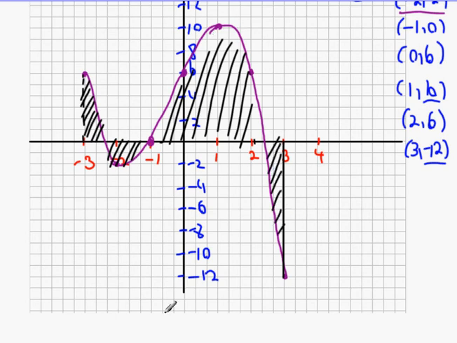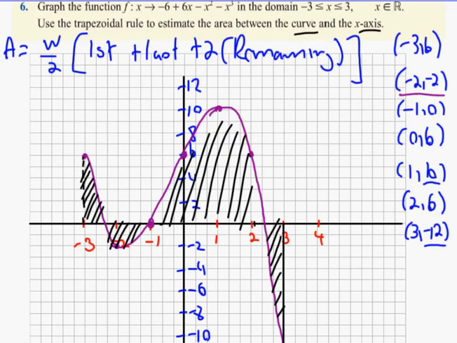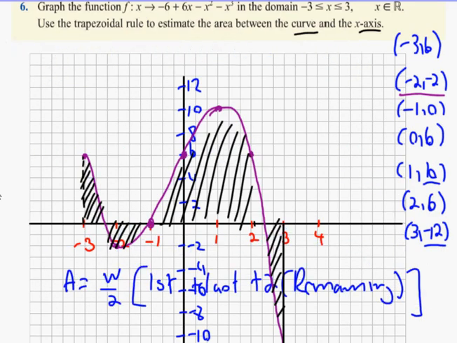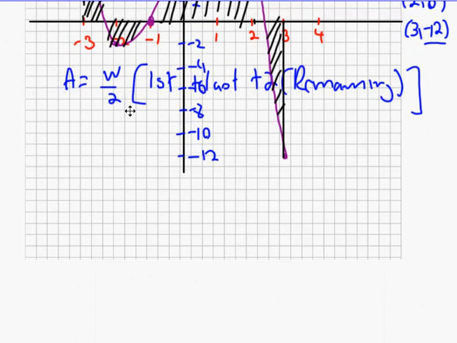Now, you follow exactly the same rule as last time. Now, there's one thing that doesn't matter. It doesn't matter if it's above the line or below the line. It's just about its height.